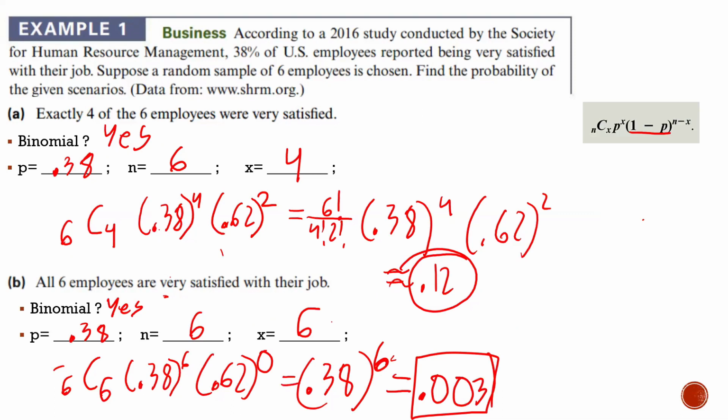So here with an example, they're both binomial, right? So you just plug it into this formula. Exactly 4 out of 6 employees satisfied. 6 choose 4 ways to arrange those employees in different orders, right? For each of those orders, the probability that you would get that: 4 satisfied, so that's 0.38 to the 4th, 0.38 times itself repeatedly. That's how you multiply when you have independent events, right? Times 0.62 squared.